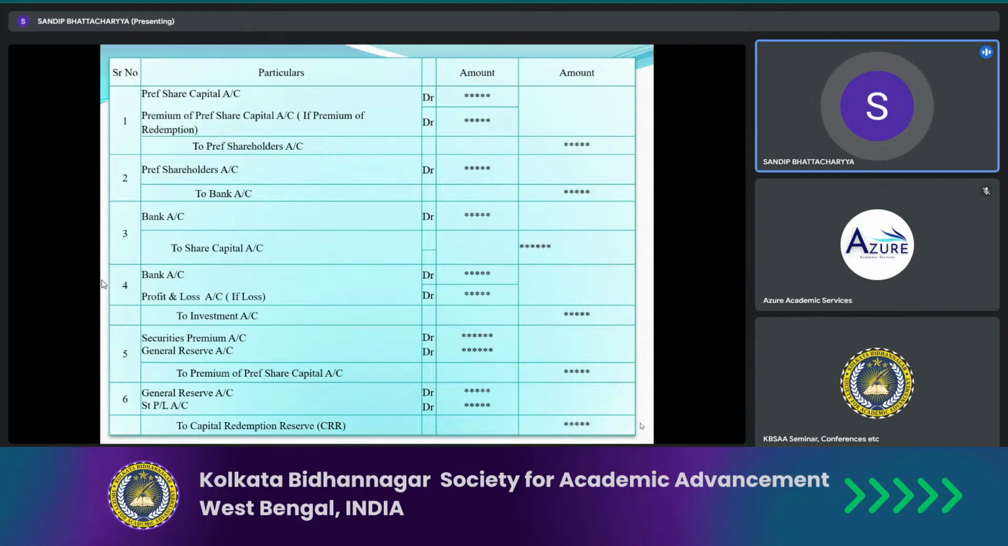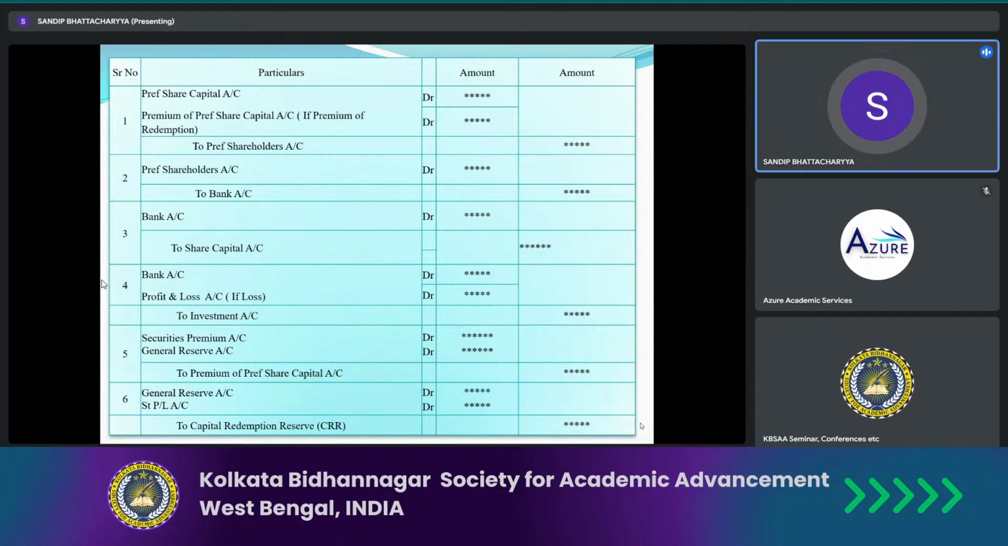Second is the payment entry, that is journal entry number 2. That is preferential holders account debit to bank account. If you go through journal entry number 1 and journal entry number 2, you can see preferential holders, once it has been credited, is then debited. That means it will be struck off.